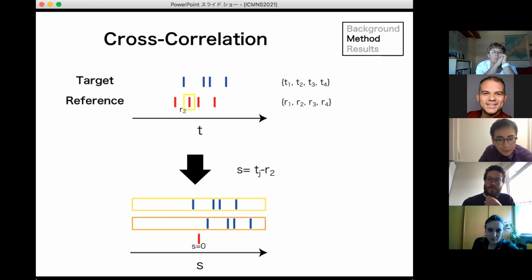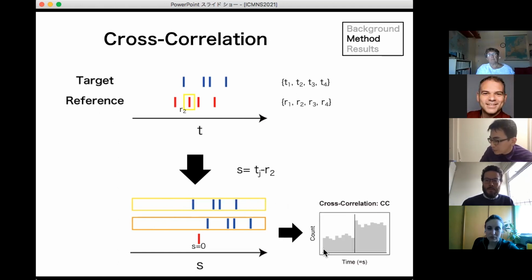And by repeating this procedure for all the spikes of the reference neurons, we have cross-correlation data. It is the target spike train shifted by each spike time of the reference neuron. And using this cross-correlation data, we count the number of spikes and construct a cross-correlation histogram.